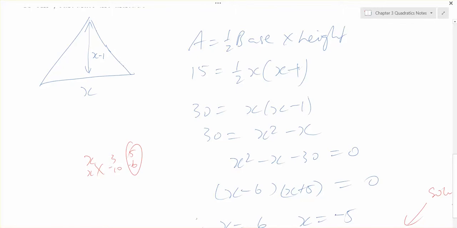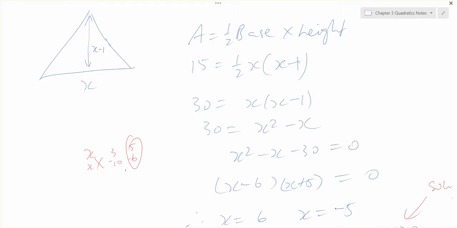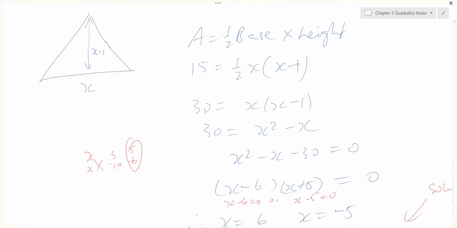So therefore, I get the solution. When I solve that, I get either x minus 6 equals 0 or x plus 5 equals 0. So I solve for that and I get x equals 6 and -5. Obviously, this is a real life context, so you need to think. You can't just go, oh, I've got two solutions, I'll accept both of them. Remember, x represents a length, a base. So x can be 6, but it can't be -5 because that doesn't make sense.